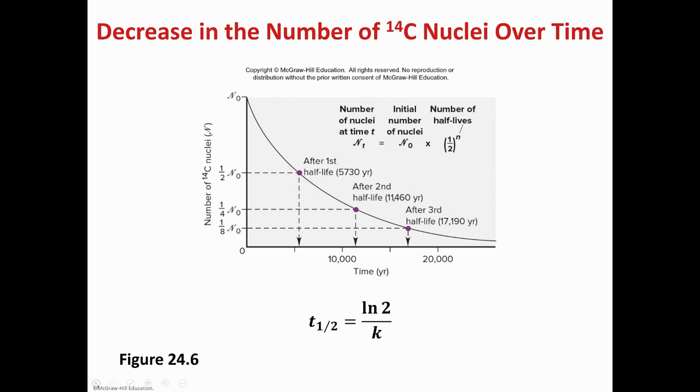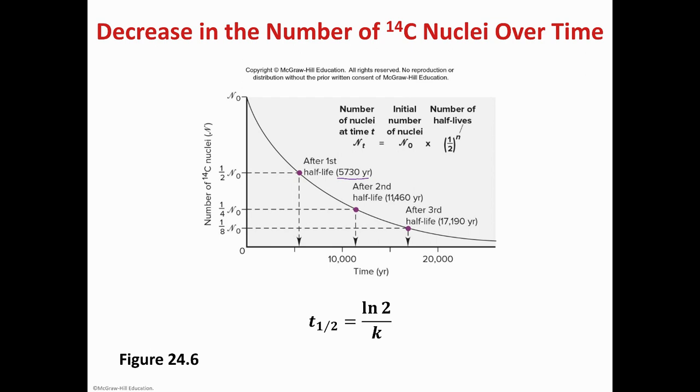Carbon-14 is talked about a lot in terms of carbon-14 dating. So what happens is that carbon-14 has a half-life of 5,730 years. So the number of nuclei present every 5,730 years goes down by half.